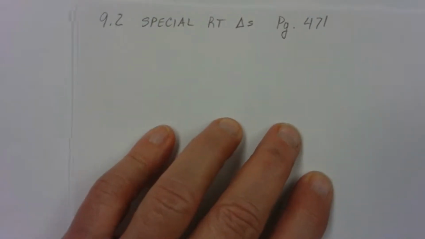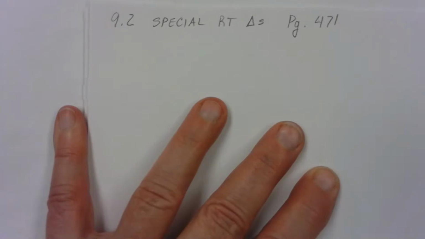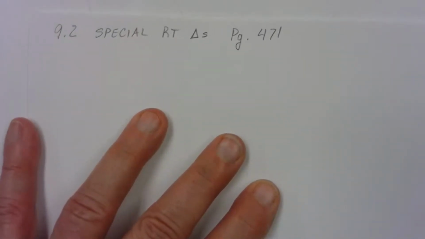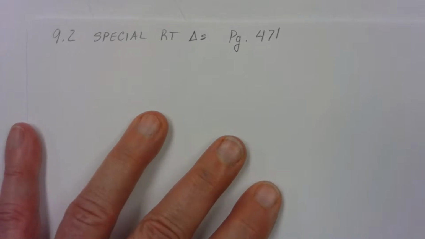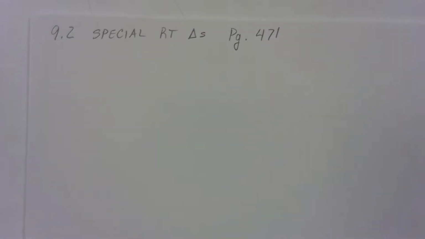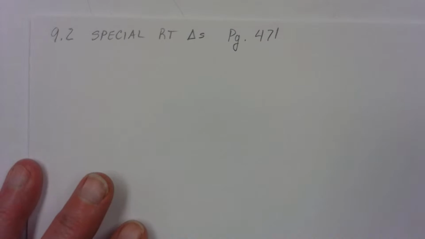Okay, everybody. This is section 9.2, and it is called special right triangles. I don't particularly like the name, but there are two of them. And boy, are they ever used a lot. And your first exposure to them, some people have real trouble with them. You have to deal with radicals. That means square roots and stuff like that.